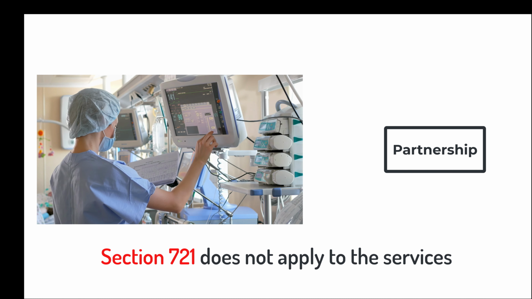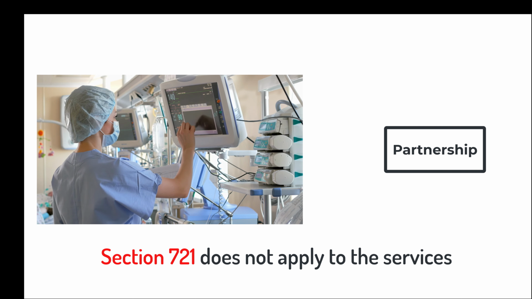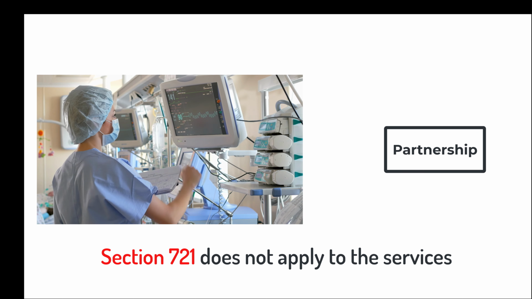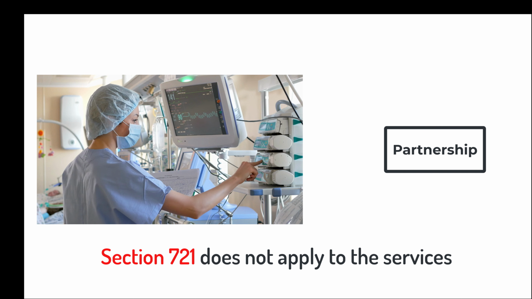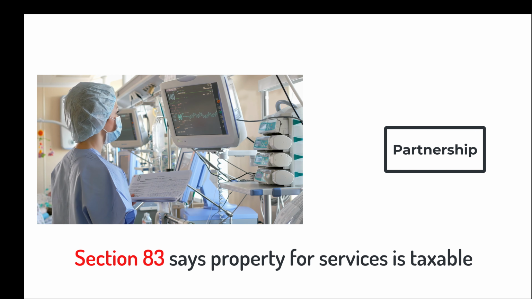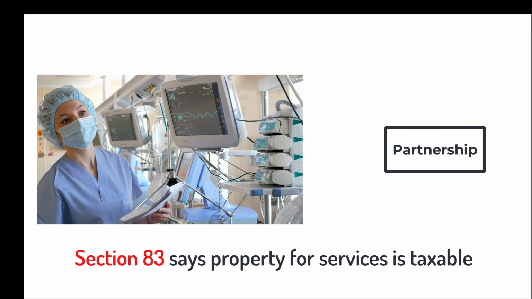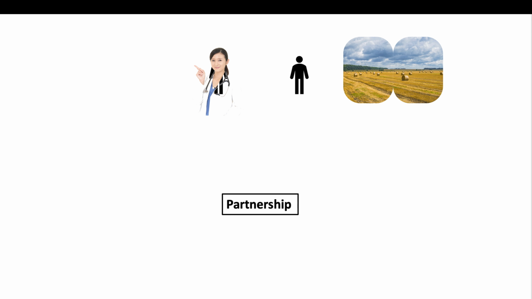Internal Revenue Code Section 721 does not apply to Partner 1's situation. Section 721 only applies when property is exchanged for a partnership interest, not services. Section 83, though, clearly applies. Section 83 says that anytime property is received in an exchange for services, the fair market value of the property is taxable. So, the service partner gets taxed for earning compensation. What happens to the partner who contributes the land?